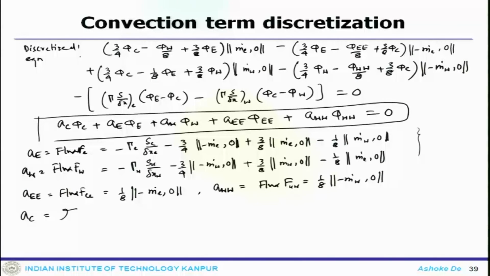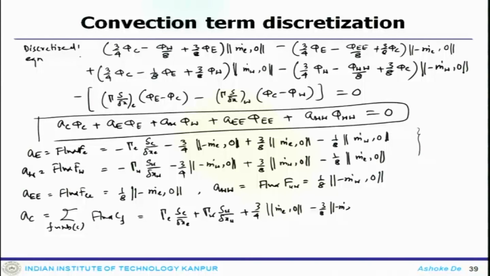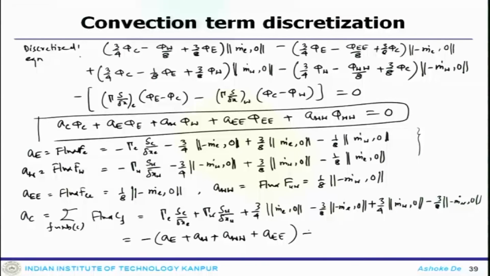So, A C is the sum over neighbors, flux C F, equals gamma E A E by del x E plus gamma W A W by del x W plus 3 by 4 m dot E 0 minus 3 by 8 m dot E 0 plus 3 by 4 m dot W 0 minus 3 by 8 m dot W 0, which is again minus A E plus A W, A W W, A E E, plus m dot E plus m dot W.